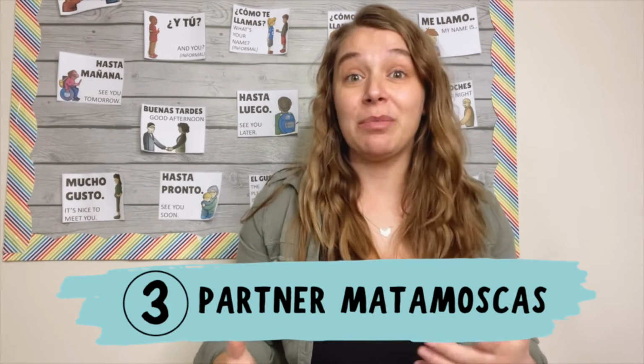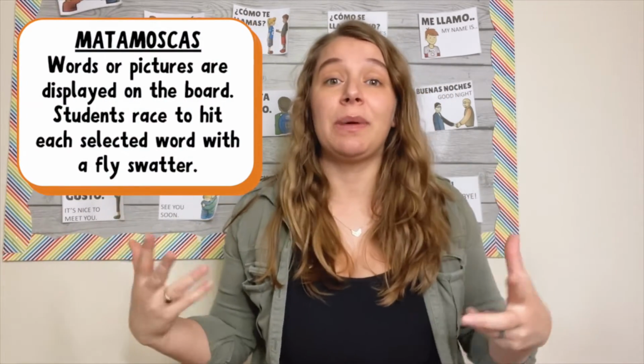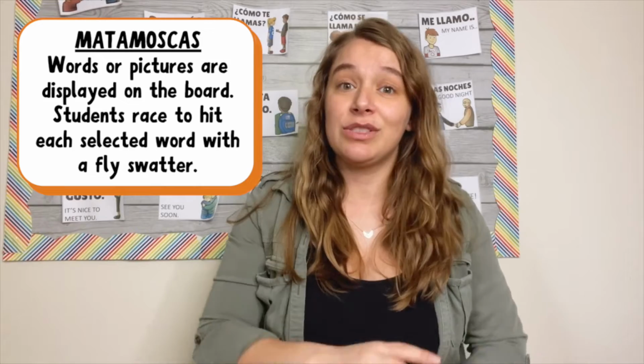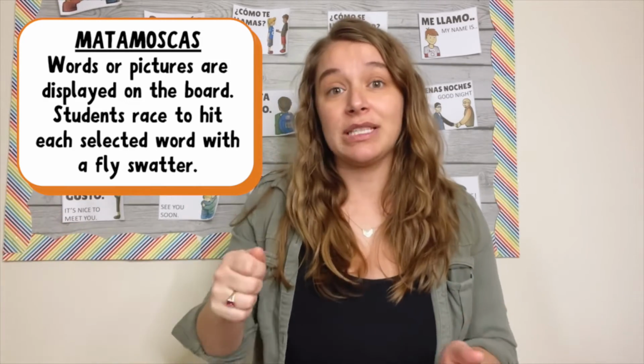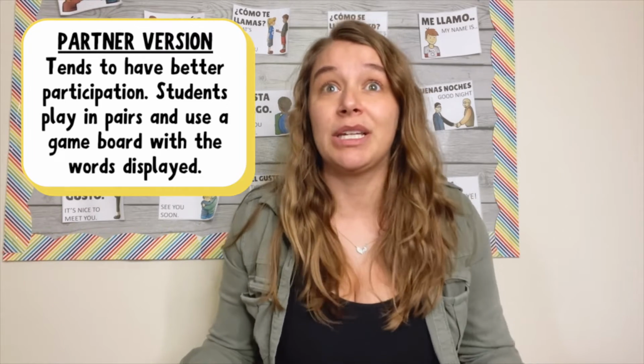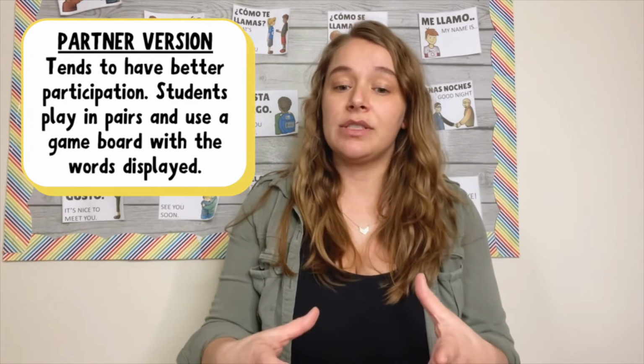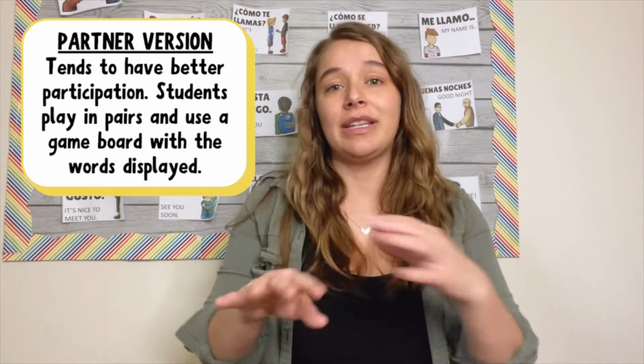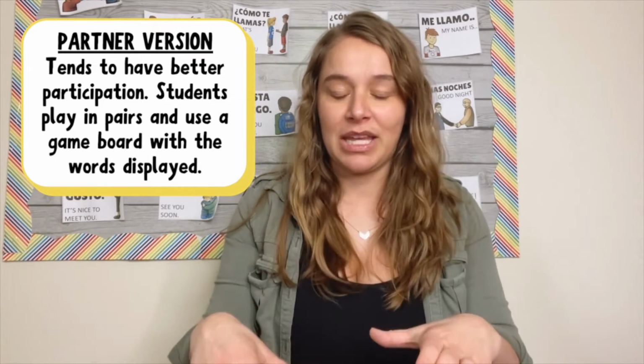Okay, review game number 3 is Partner Matamoscas. You've probably heard of Matamoscas before, where you put all the words or maybe a picture on the whiteboard behind you and you call something out and students race to slap it with a fly swatter first. I like to do this game in partners because it's better for the class: everybody is participating instead of just 2 kids up in front and everybody else watching. So I give students a game board to share, you call out, and they play the same way, just in pairs with a game board in front of them.